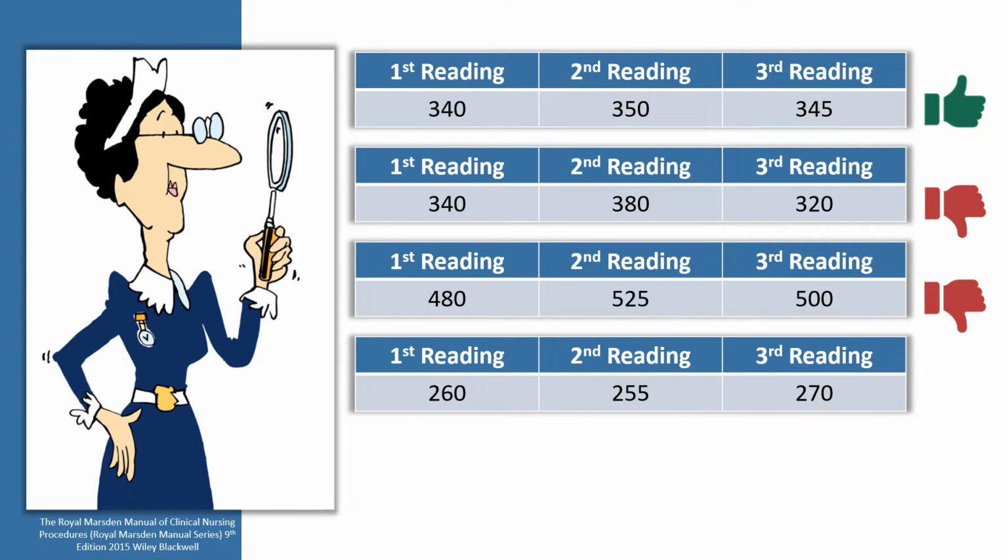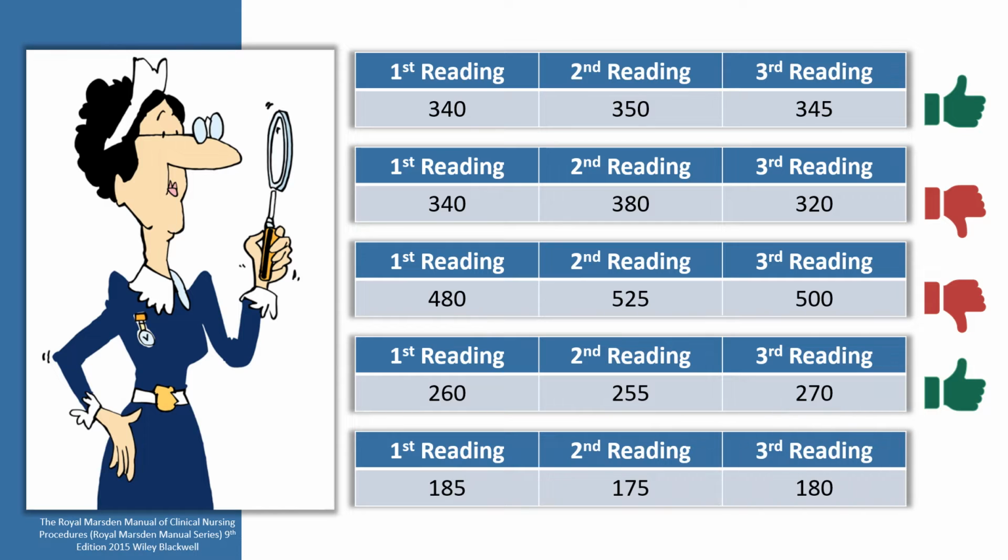Another one, start with the highest, 270, look at the lowest, 255, that's 15 mils difference. We can do that. And last but not least, find the highest one, 185, find the lowest, 175, and we say, yep, that is 10 litres a minute, we can go for that.